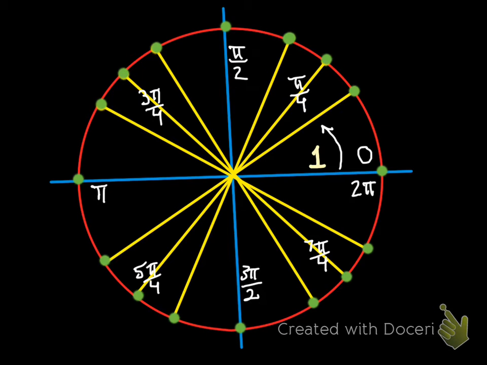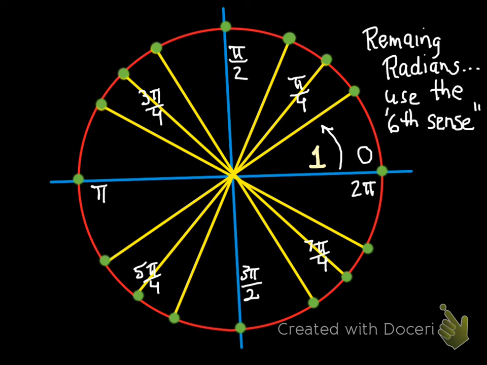And again, just like we started with degrees, we went in those 45-degree increments. Now, like degrees, we went in 30-degree increments. We're going to go in pi over 6 increments. So this first measure we see is going to be pi over 6. And the remaining radian measures, you're going to use a strategy. I call it the sixth sense.